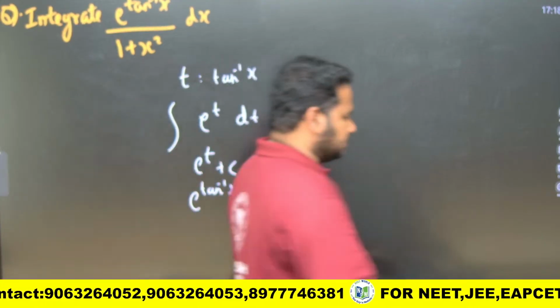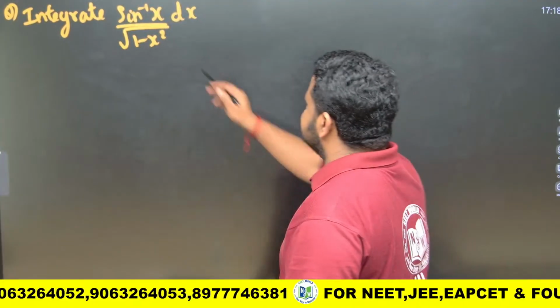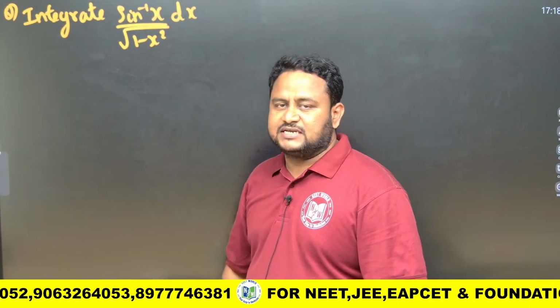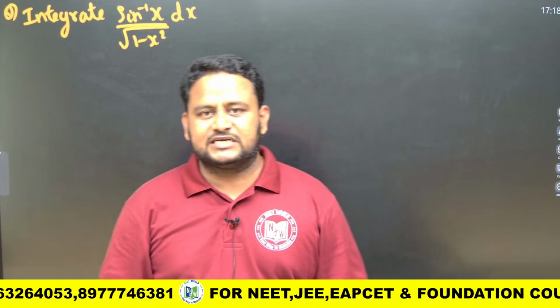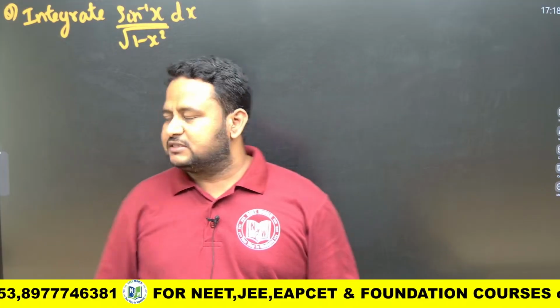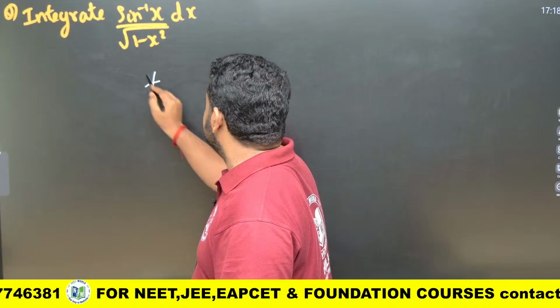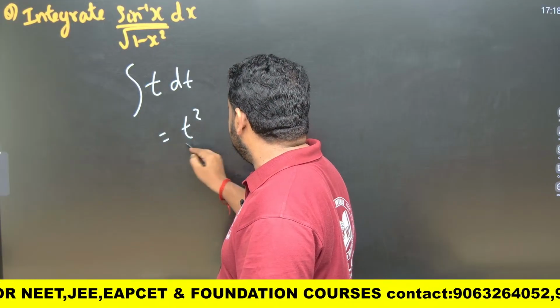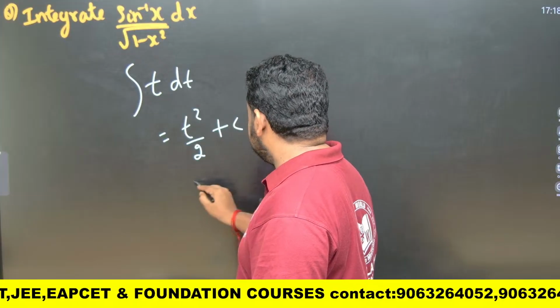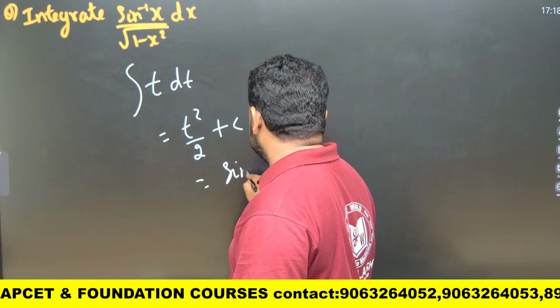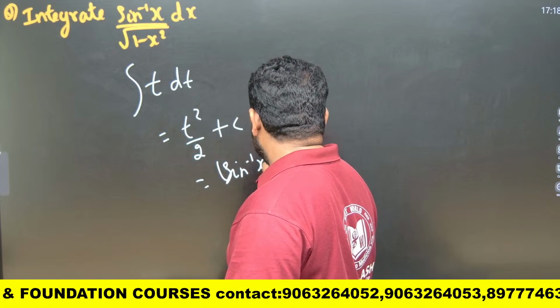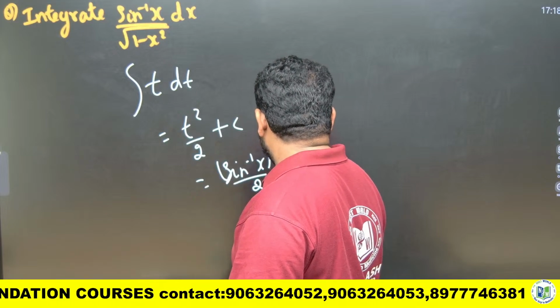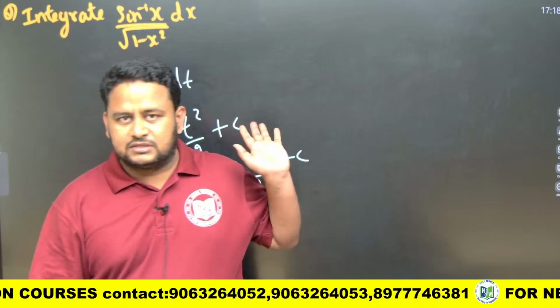Very simple. Look at this, sin inverse of x. Here, sin inverse of x is given, so you should take t as sin inverse of x. If I put t equal to sin inverse of x, this will be t dt. So this becomes t square by 2 plus c. Here t square is sin inverse of x whole square by 2 plus c. This is the answer for this type of question.